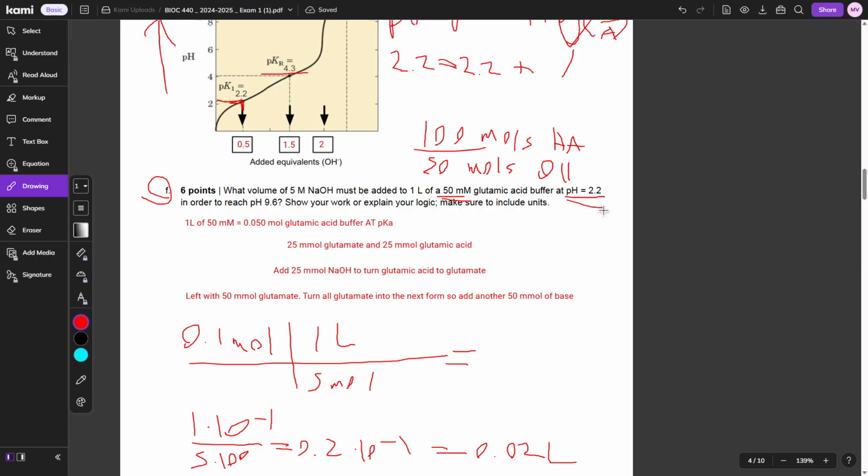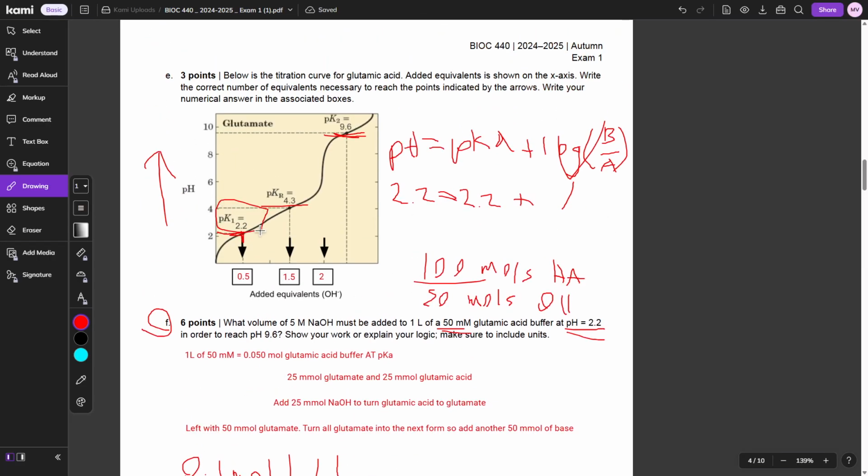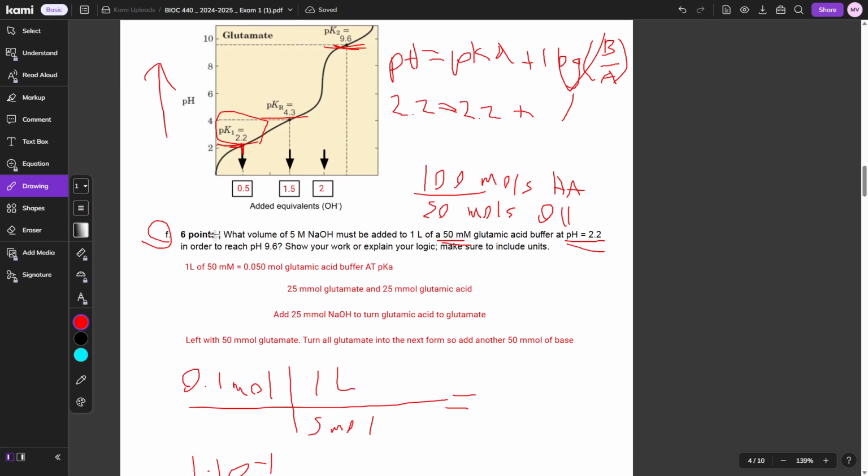Immediately, my brain is screaming to me: pH 2.2 is the first pKa of this amino acid. So what does that mean? That means that the amount of base is equal to the amount of acid. That's the first thing.